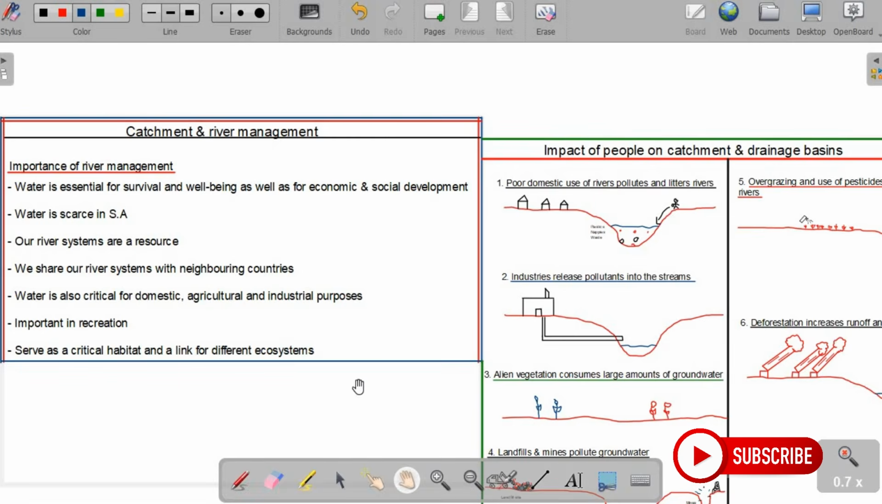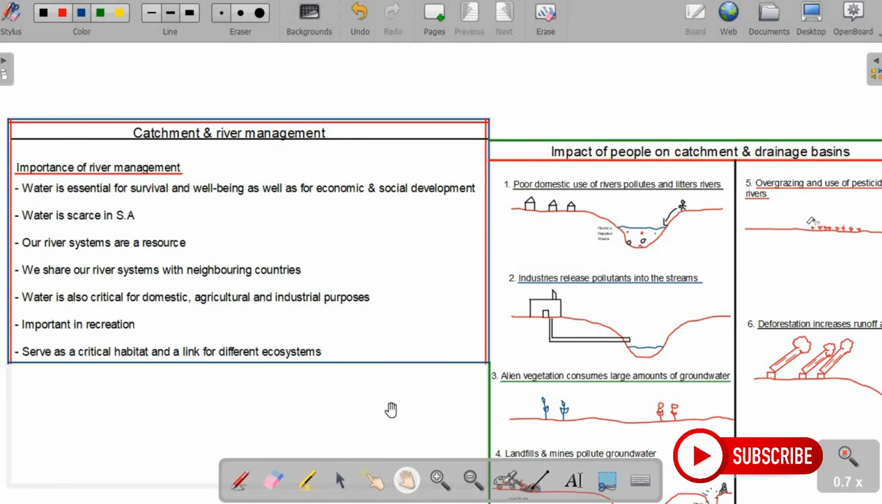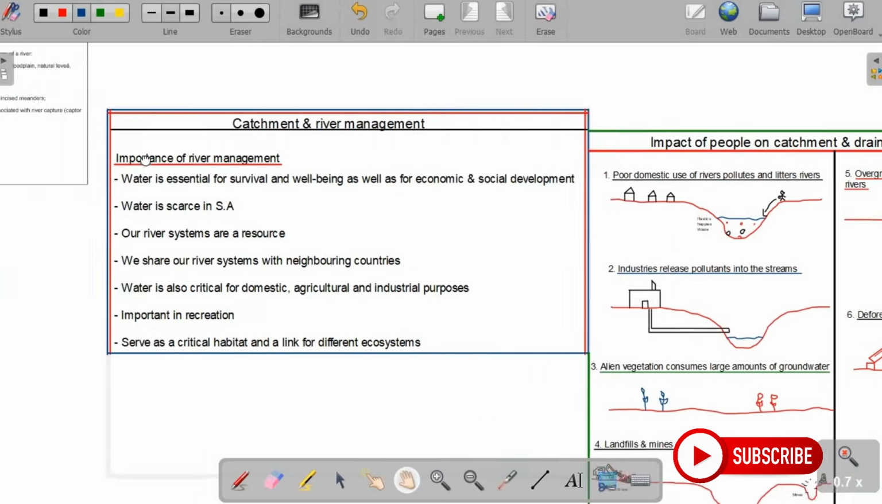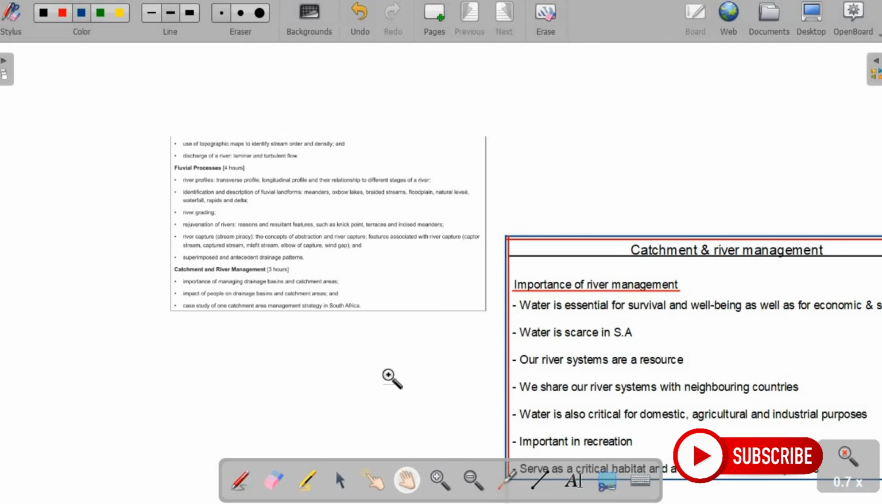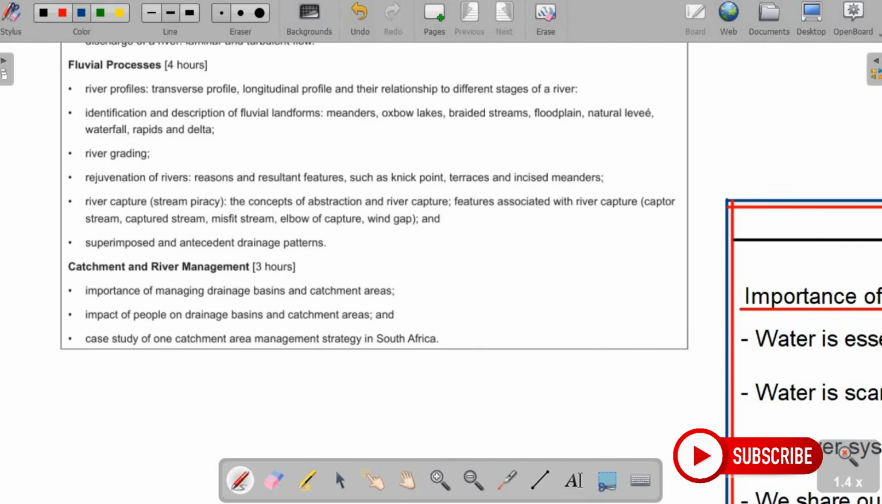We are just finishing up with geomorphology, so this is the last topic of the geomorphology chapter, and going back to our CAPS document, you can confirm that this is the last topic there. So in this video we will be breaking down the catchment and river management topic and finally finishing off the geomorphology chapter, right? So we will be discussing the importance of managing drainage basins and catchment areas.